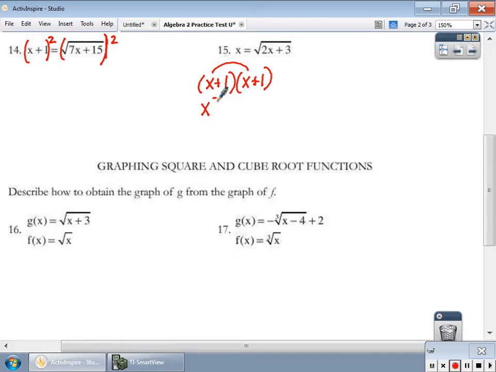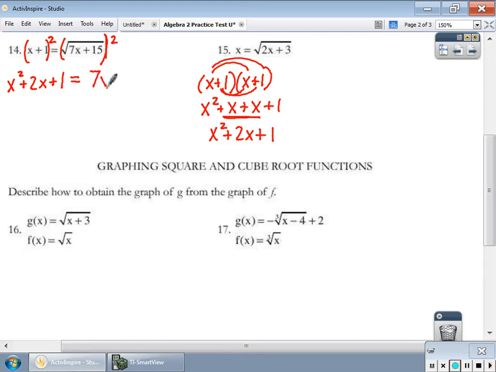Expanding this, we get x squared plus x plus x plus 1. Combine your like terms, x squared plus 2x plus 1. So the left-hand side of the equation becomes x squared plus 2x plus 1. Over here, the square root and the square, we're just left with 7x plus 15.